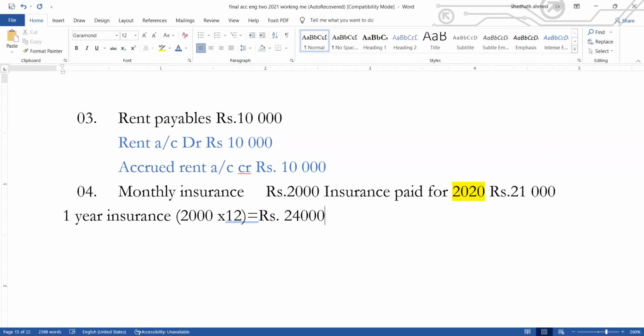Insurance 24,000. But they said insurance paid. They said insurance paid how much? 21,000 only. They said insurance paid for 2020 is 21,000. So monthly insurance 2,000, but insurance paid for the year 2020 is 21,000. Monthly insurance, first we convert into yearly insurance. 1 year insurance, 2020 means 1 year. So 1 year insurance is 24,000.